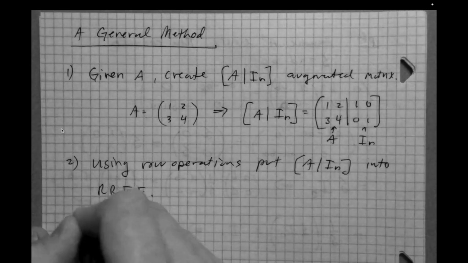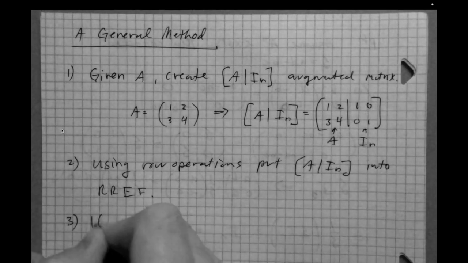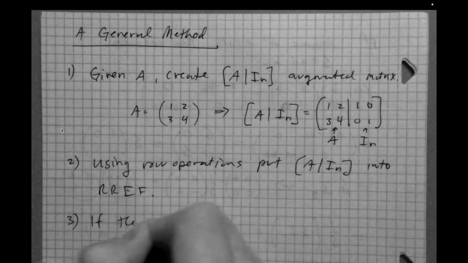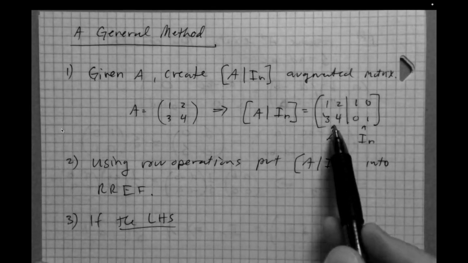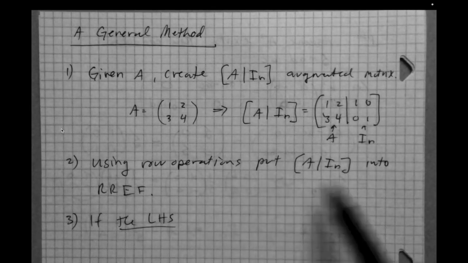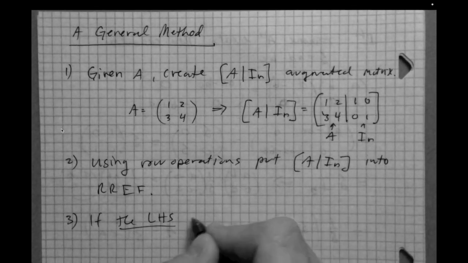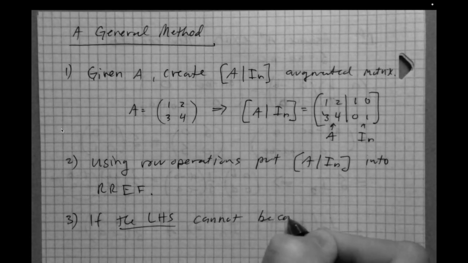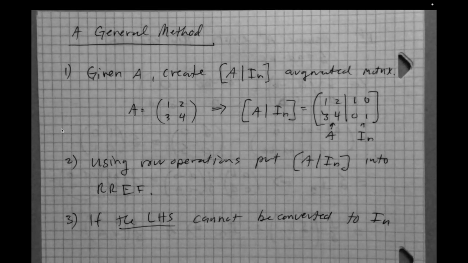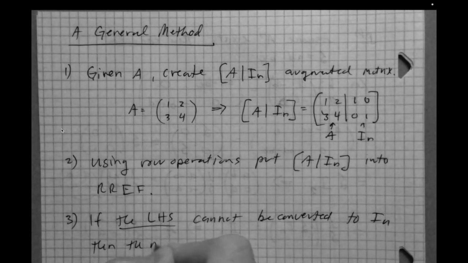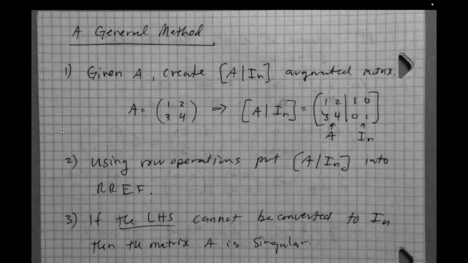Now, here's where the identity starts to pop out. So if the left-hand side, meaning this side, the 1, 2, 3, 4, upon doing these row operations and moving this into RREF, reduced row echelon form, cannot be converted to I_n, then the matrix is singular. The matrix A is singular.